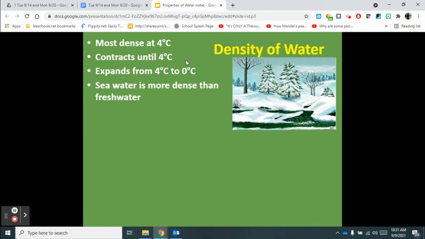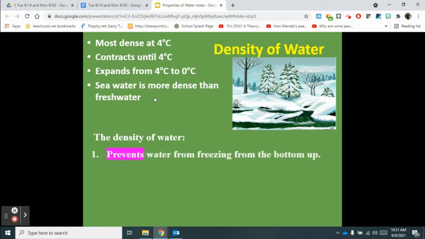Density of water. It's most dense at 4 degrees Celsius. It contracts until about 4 degrees Celsius. It expands from 4 degrees to 0 degrees, so the colder it gets, the more it's going to expand. Seawater is more dense than fresh water.